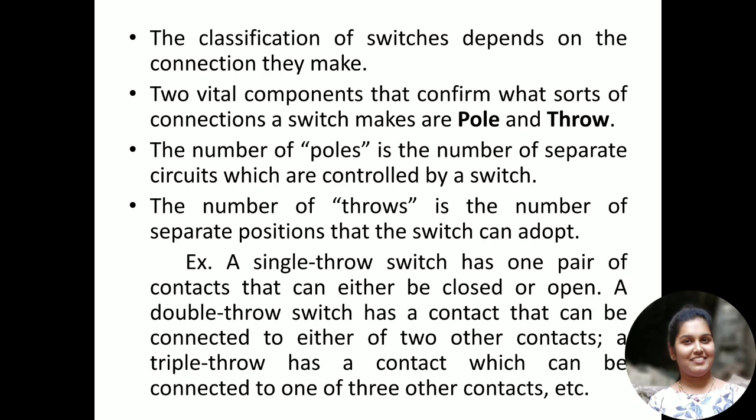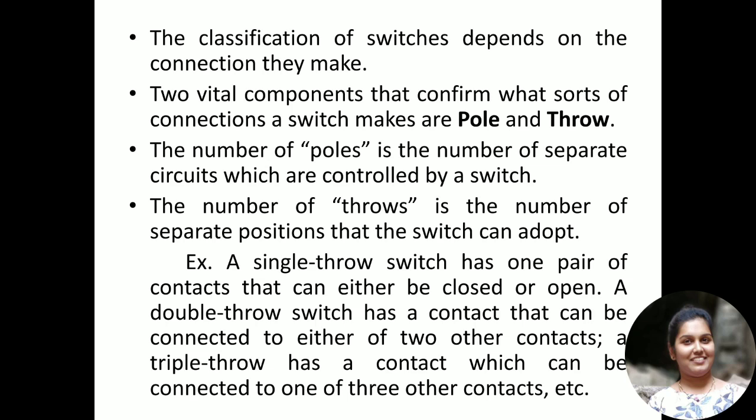So pole and throw will confirm what sort of connection a switch is making, or what kind of switch it is. It is defined by two components: one is pole and the other one is throw. The number of poles is the number of separate circuits which are connected by a switch, and the number of throws is the number of separate positions that a switch can adopt.